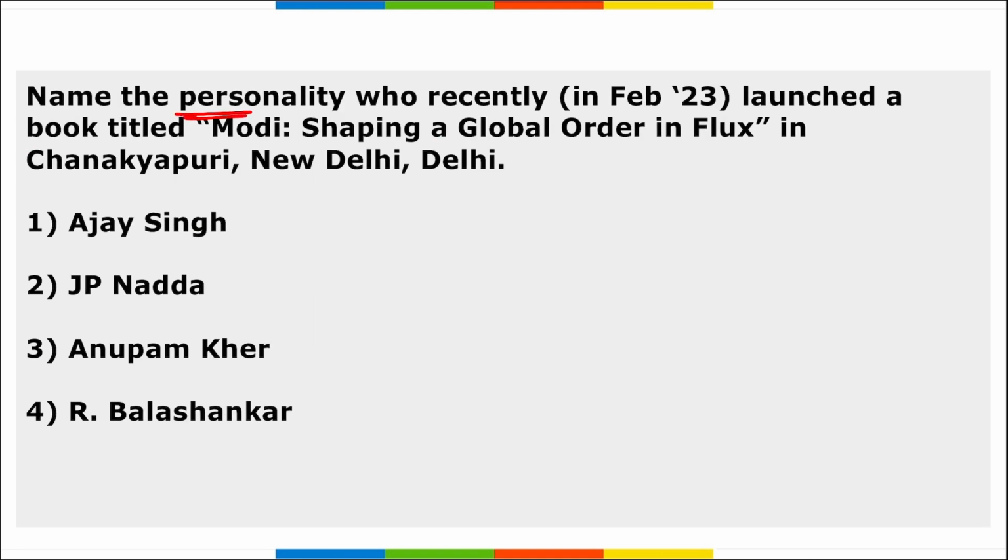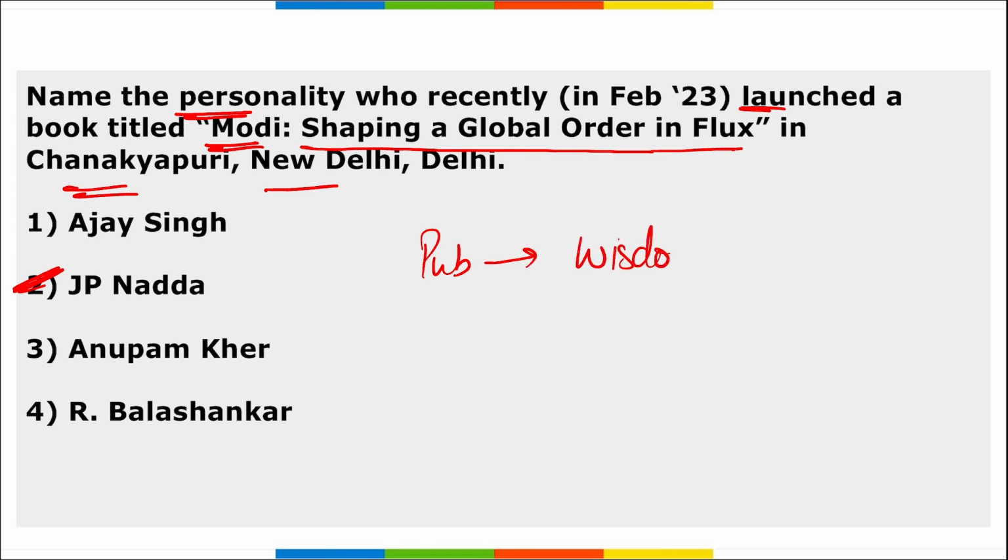Next, name the personality who recently launched a book titled Modi, Shaping a Global Order in Flux, at Chanakyapuri in New Delhi. So this book was launched by whom? It was launched by JP Nadda ji in New Delhi. And the publisher of this book, if you remember, is Wisdom Tree.